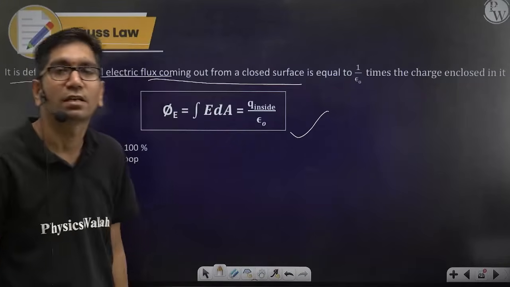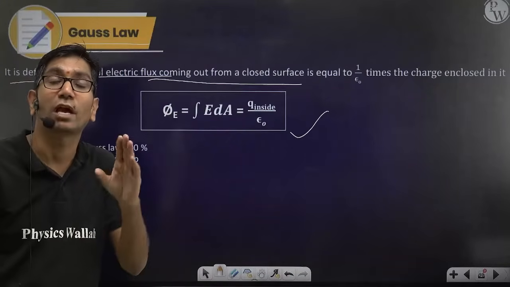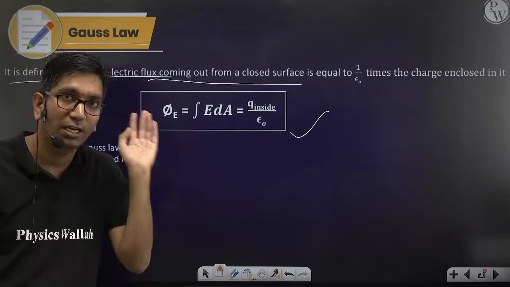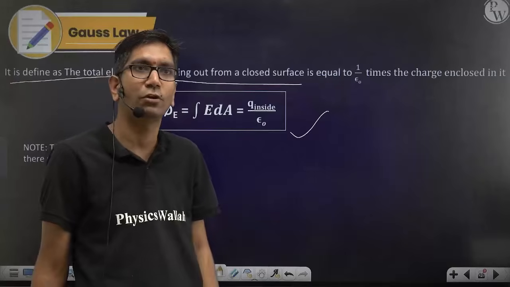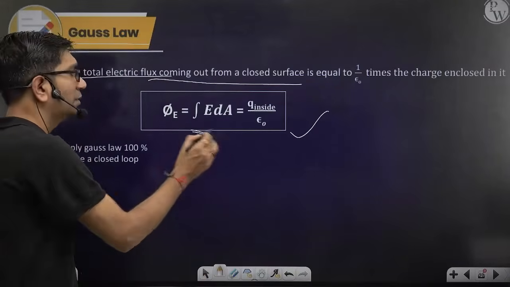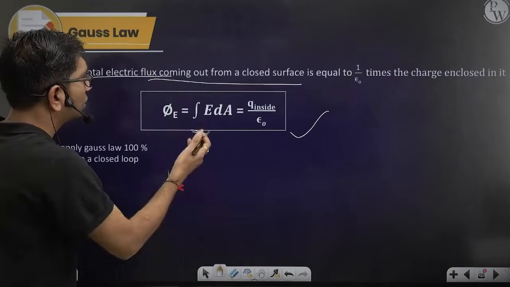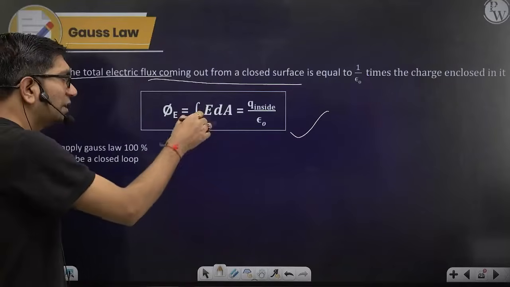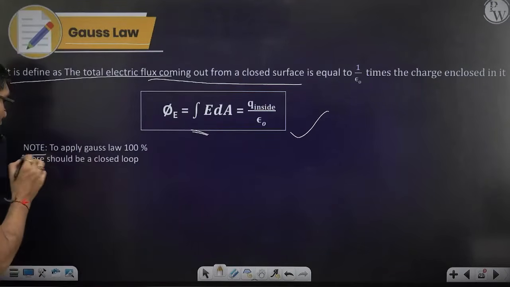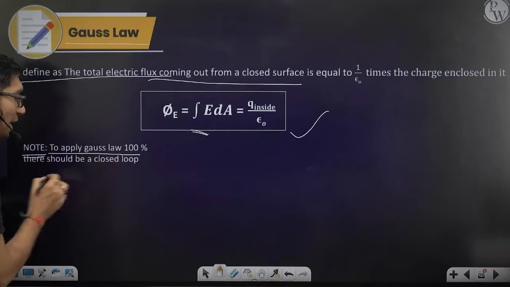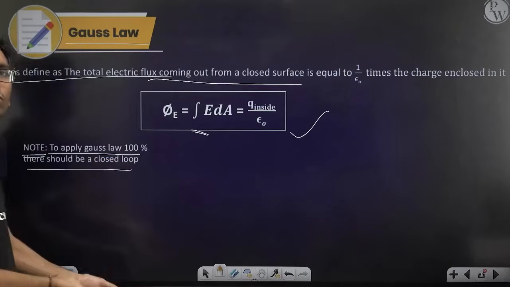Based on this one, based on flux, you get so many numericals in the NEET exam and JEE Mains exam. Based on these applications also, you get so many numericals, beta. Just remember the formula. This is actually used to find out the electric field intensity of any body. To apply Gauss law, 100% there should be a closed surface.